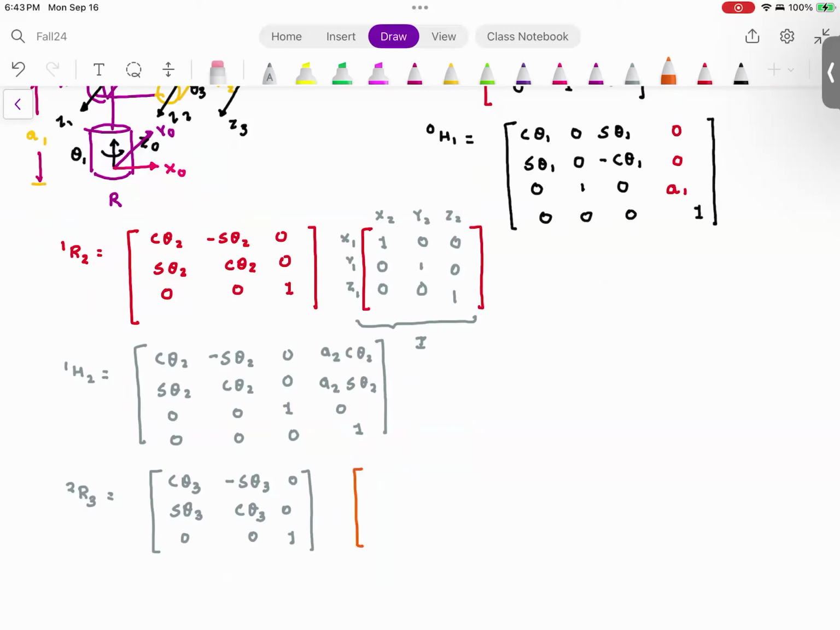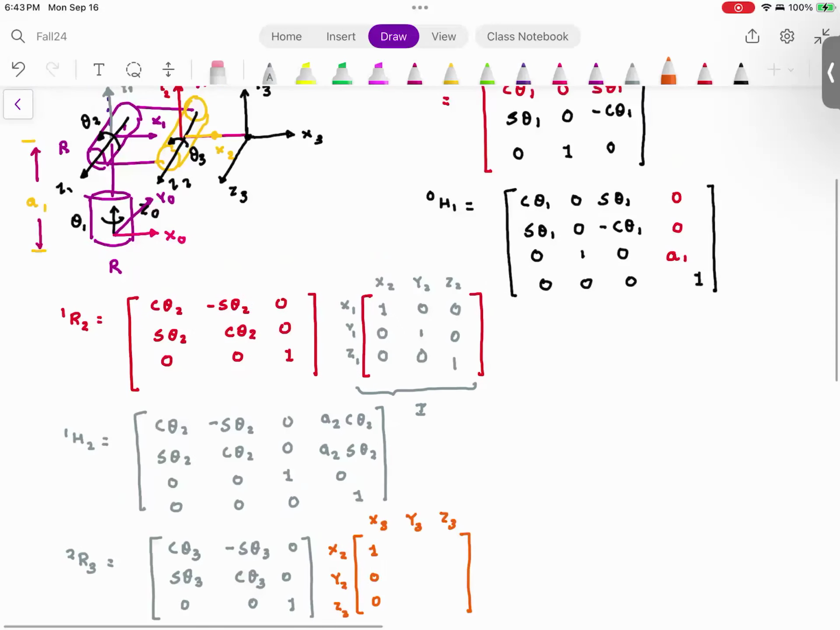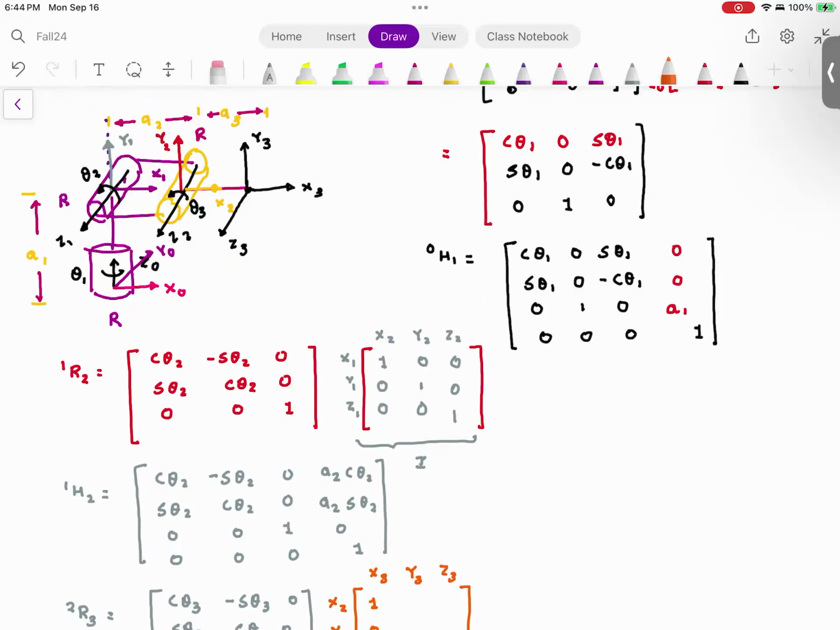But I'm gonna do this once more here. I have X3, Y3, Z3, X2, Y2, Z2, 1, 0, 0, because X3 is aligned with X2.